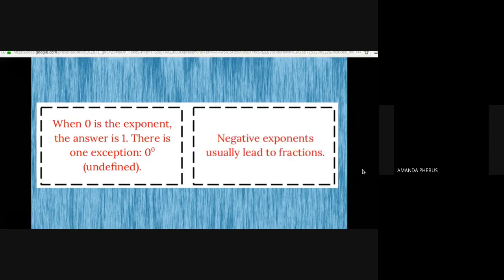All right, negative exponents usually lead to fractions. Not always, but most of the time they do. So just keep in mind, if you have a negative exponent, that means that there's probably going to be a fraction. If you don't have a fraction already, you're probably going to get a fraction.